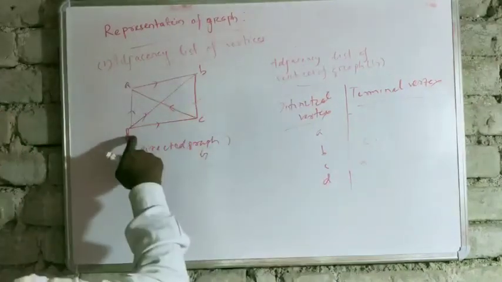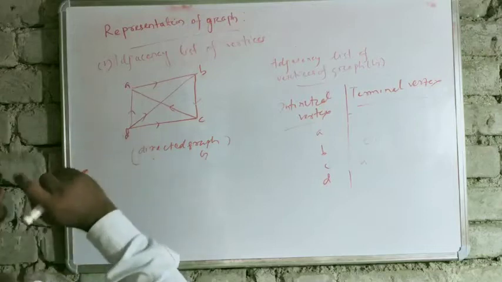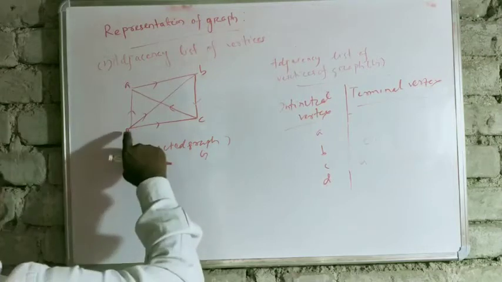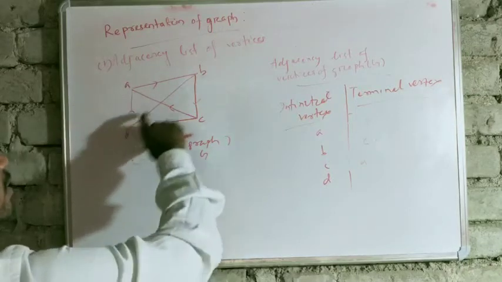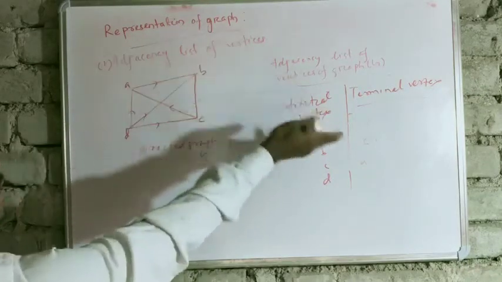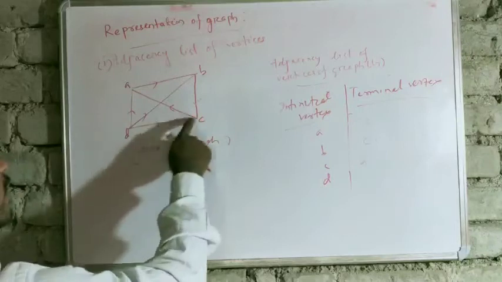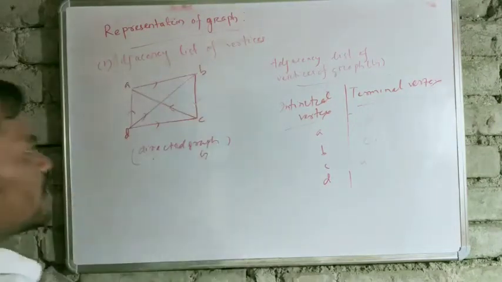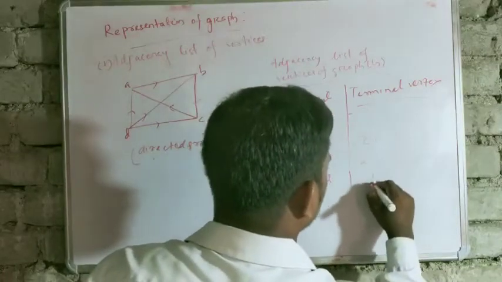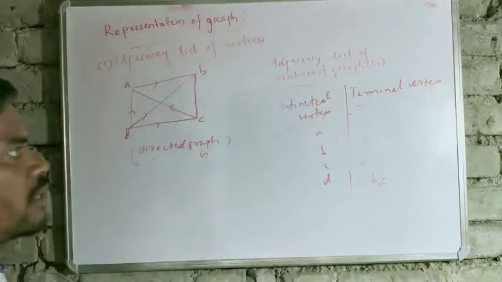So for D, what will be its terminal vertex? There is an edge that connects to A, so A will be a terminal vertex. Another edge joins to B, so B will be a terminal vertex. Similarly, another edge joins to C. So all of A, B, C are terminal vertices for D.